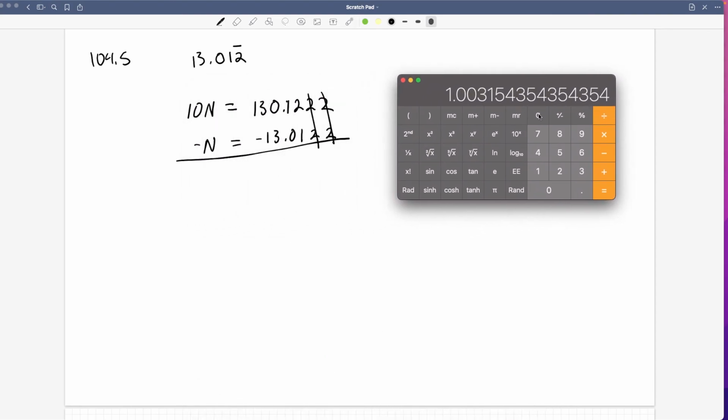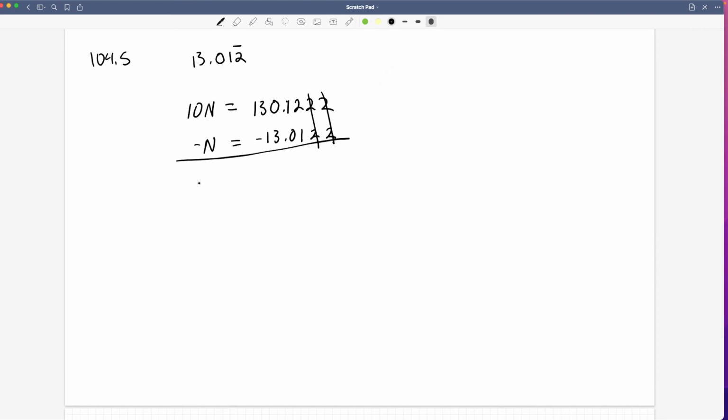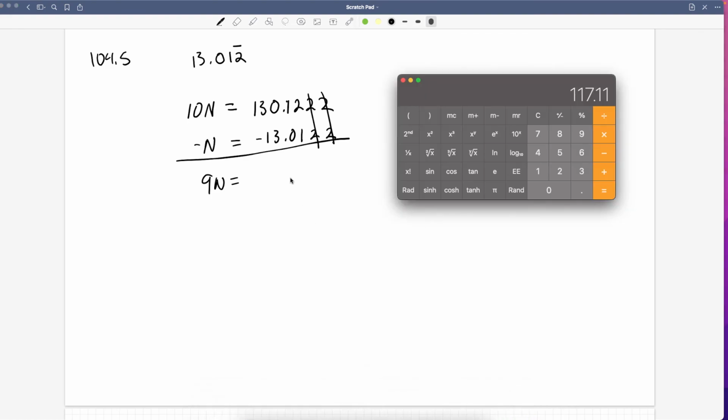So let me clear that out. So if I have 130.12 minus 13.01, I get 117.11. Right, and this becomes a -9. I'm sorry, not a -9, a +9. 10 minus 1 is 9n, and what did I say that was? 117.11? Yes.